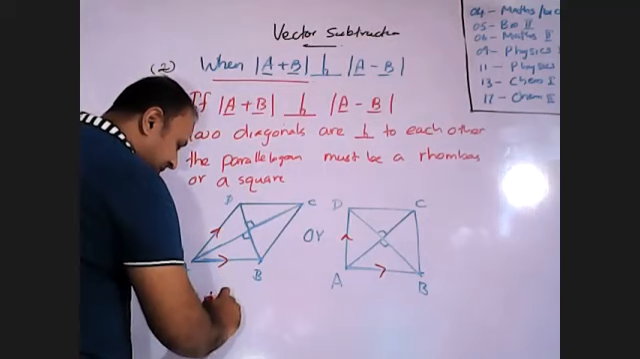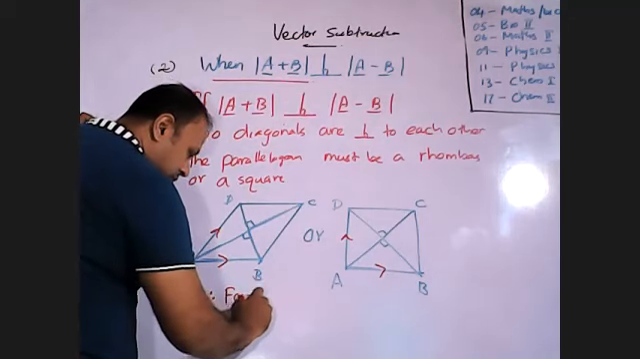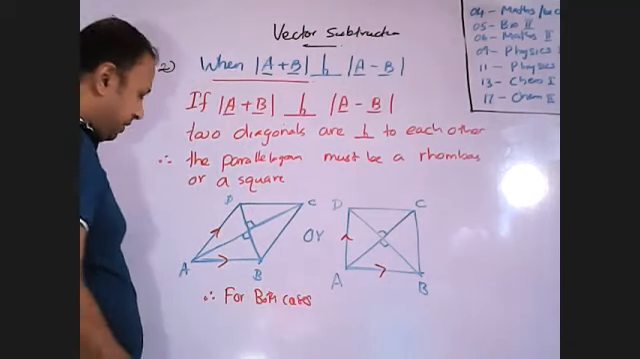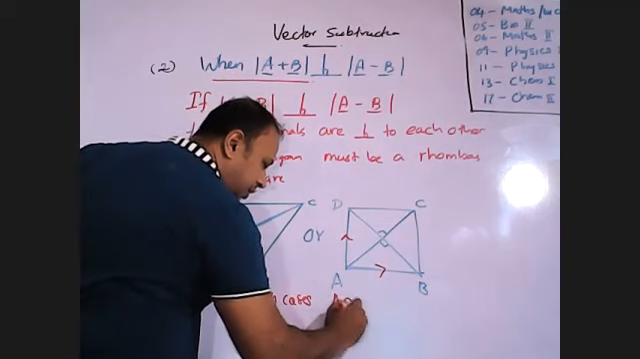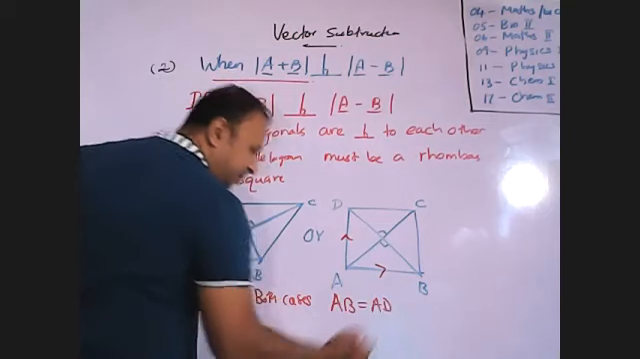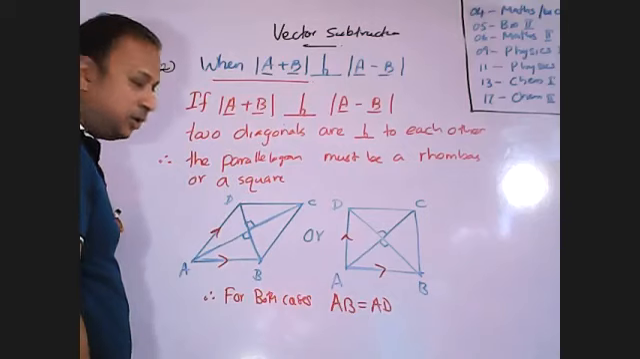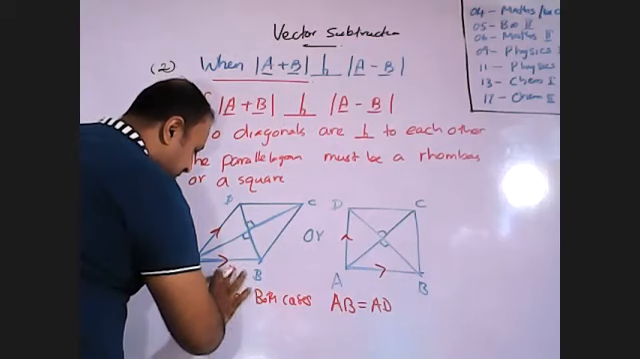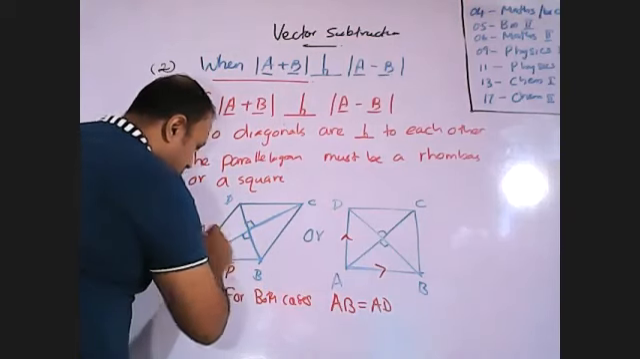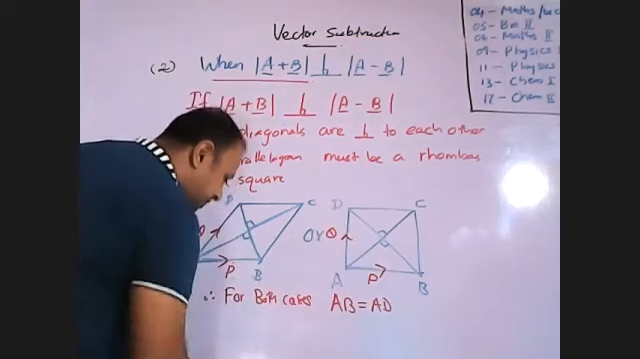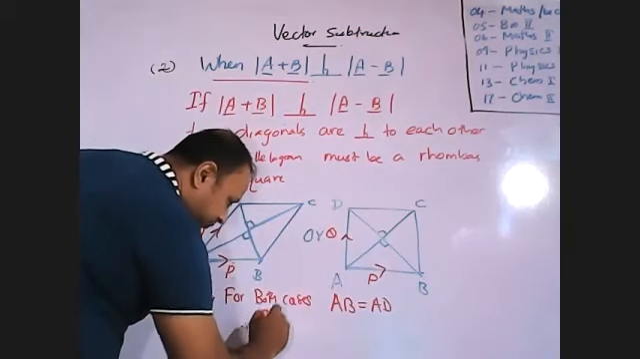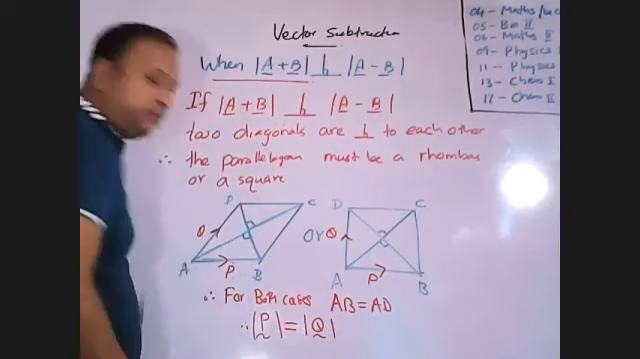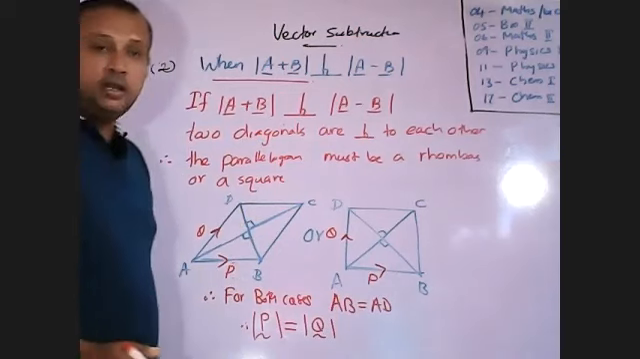Therefore, for both cases, AB should be equal to AD. Suppose this is P and Q. That means the magnitude of P should be equal to the magnitude of Q.